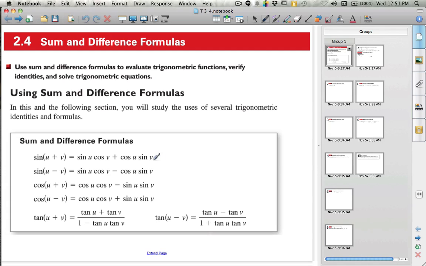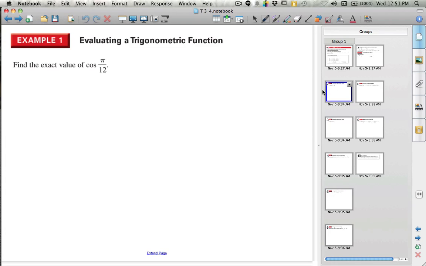All right, so what we're going to do is work with the sum and difference formulas, so the sum of angles and difference of angles for sine, cosine, and tangent. Let's look at what these look like in process. So find the exact value of cosine of pi over 12.